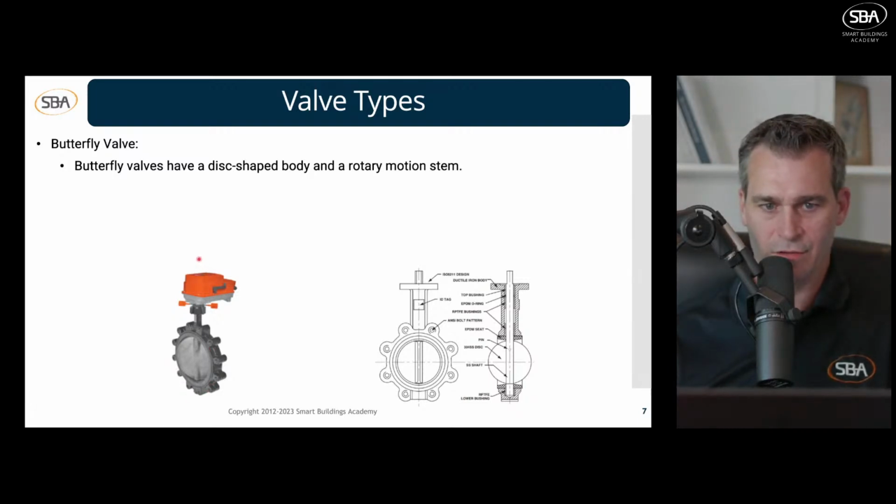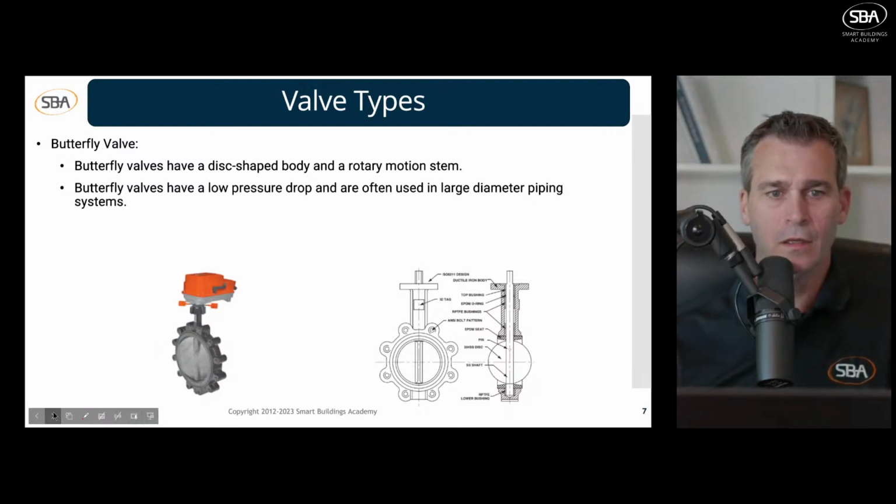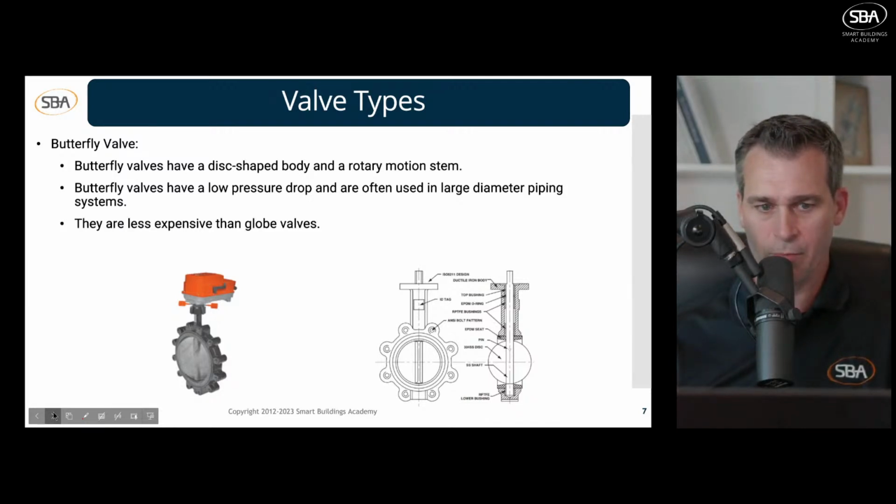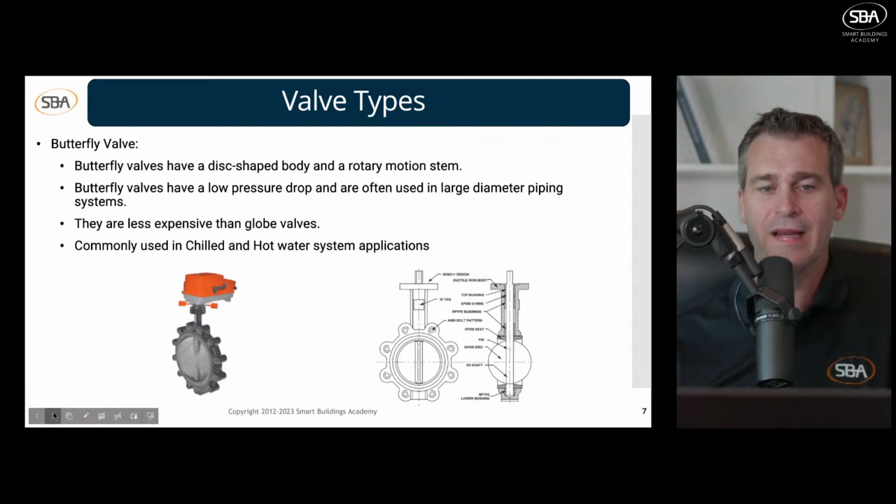Okay, so these are going to rotate clockwise or counterclockwise, depending on how much we want to open or close these. They're going to be good on low pressure drops, and they're used on large diameter piping systems. They're less expensive than globe valves, and these are very commonly used on our hydronic plants, specifically whenever we have valve or pipe sizes larger than 4 inches or so. You're going to start seeing more of these butterfly type valves here.